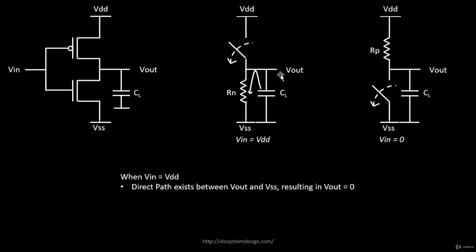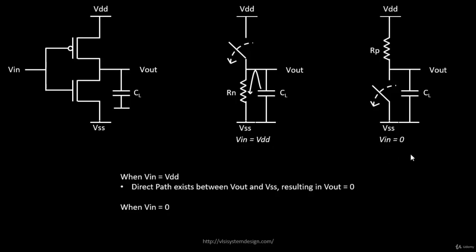For now, you have your Vout equal to 0, because your capacitor discharges, as a direct path exists from this capacitor to the ground. Okay, the next condition is where your Vin is equal to 0. In this case there is a direct current flow from VDD to the capacitance. So let's say your capacitance was completely discharged, and as a result the Vout was 0.